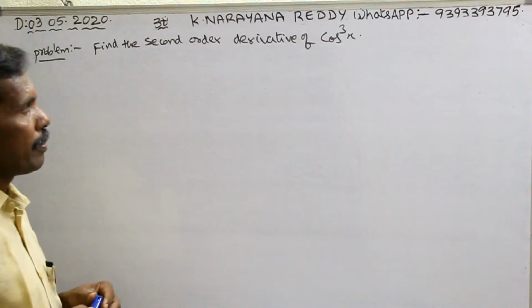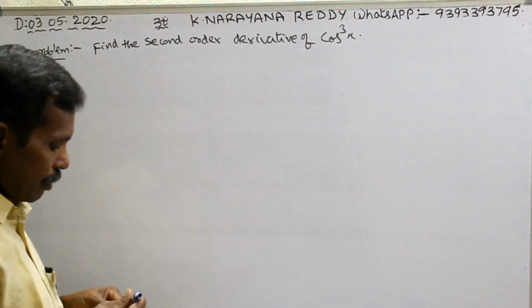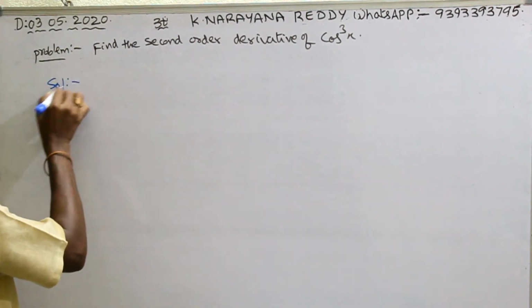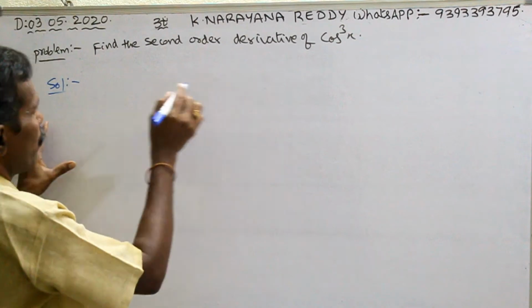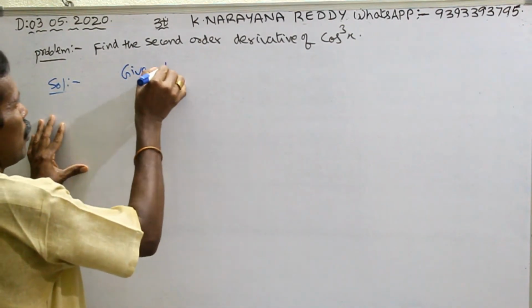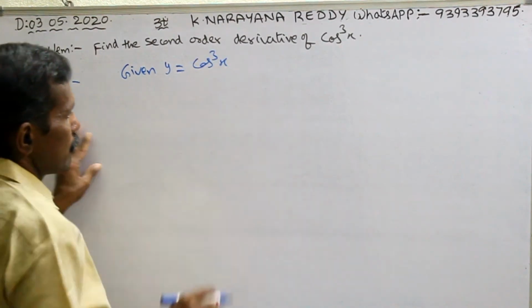In this class, I am explaining about second order derivatives. See the problem. Find the second order derivative of cos cube. Given y equals cos cube x.